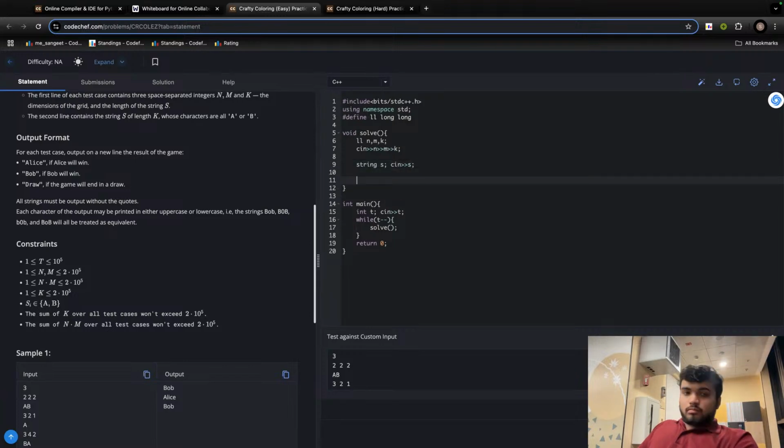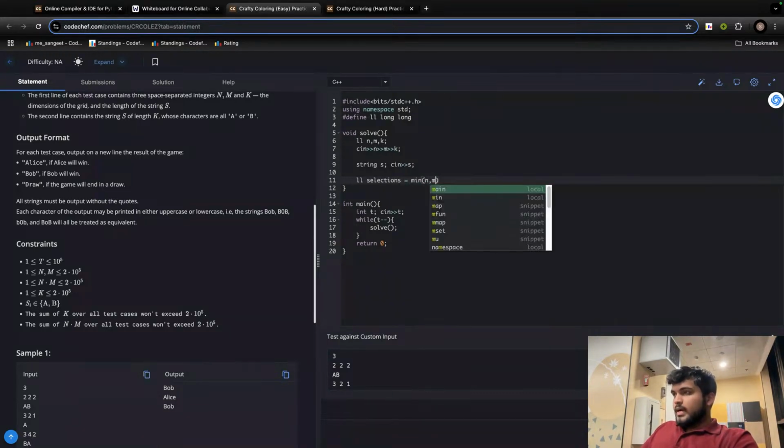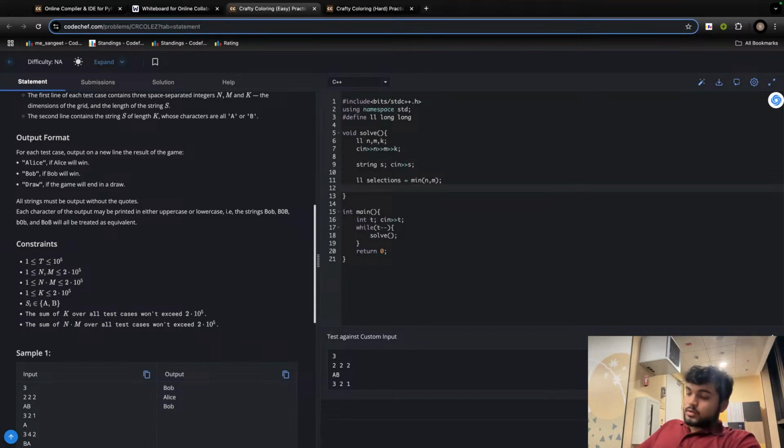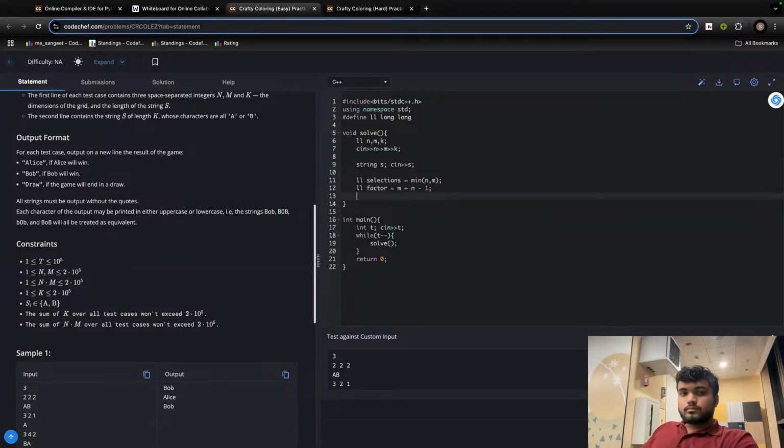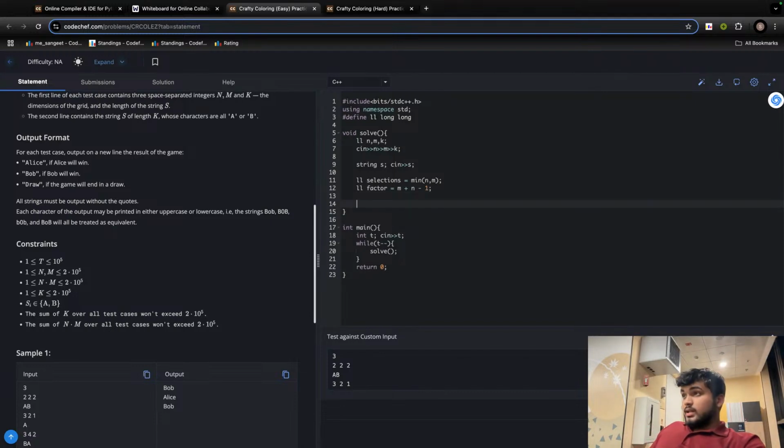Okay, now let's see what will be the number of steps or selections, right? So the number of selections will be the minimum of n comma m. It makes sense. And we introduced the variable factor, right? Factor was m plus n minus 1. So now we need to see whether we need a bigger string or not, whether we need to use the cyclic nature of the string or not.